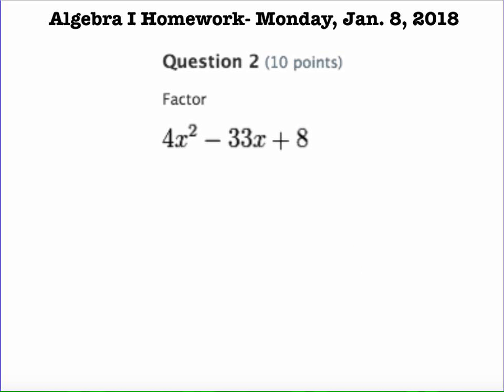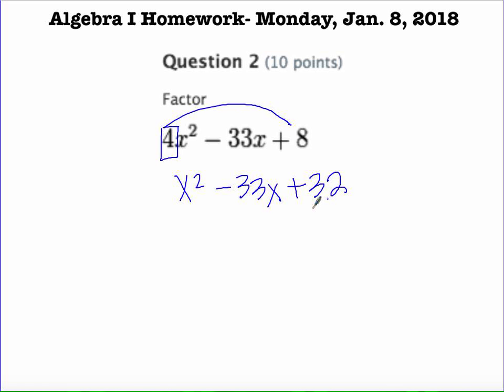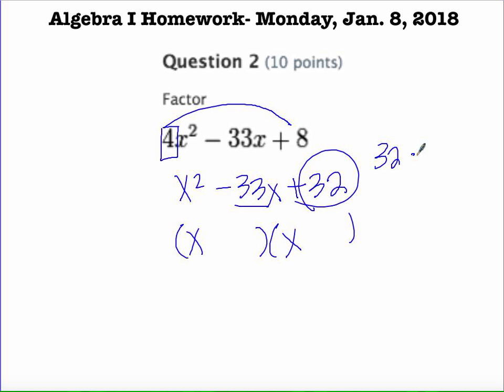Number 2 is another one with a leading coefficient greater than 1. Between 4, 33, and 8, there's not a common factor. So I can do the slide, divide, bottoms up method if I would like. I would have to multiply 4 times 8, and I'd have x squared minus 33x plus 32. Factor: x squared came from x and x. For 32, there are multiple combinations, but I already see that if I need it to add up to 33, it's going to be 32 times 1. The signs match, but this tells me that both of them must have been negative.